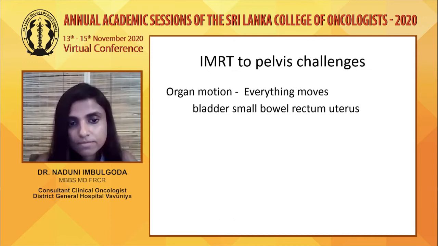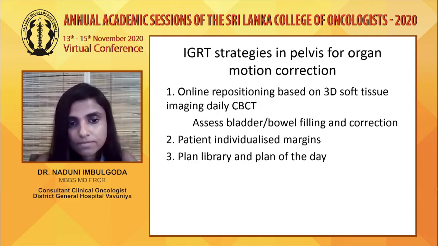So what are the challenges in IMRT to pelvis? In the pelvis, there's a lot of organ motion where everything moves. The bladder, the small bowel, the rectum, the uterus, everything moves. So that's the main issue in IMRT. There are a few strategies used for organ motion correction. The first and most common one is online repositioning based on 3D soft tissue imaging and daily cone beam CT. This is what we use at the National Cancer Institute in Sri Lanka, where we assess bladder, bowel filling and do corrections with daily cone beam CT.